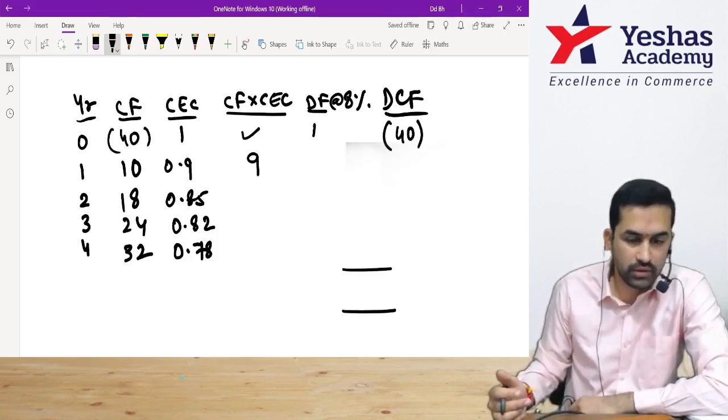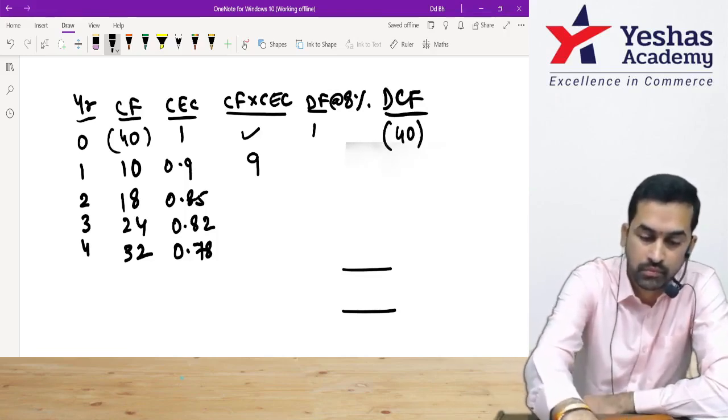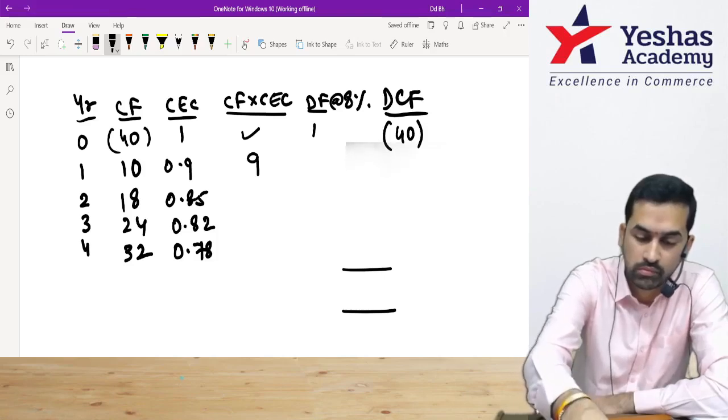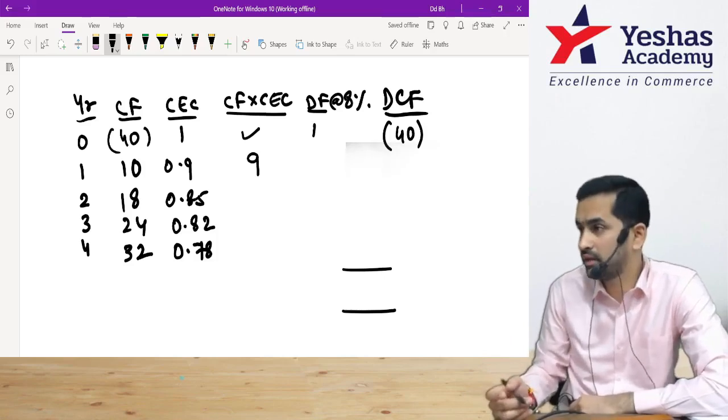Anyone has DCF column numbers? Last column, year 1.